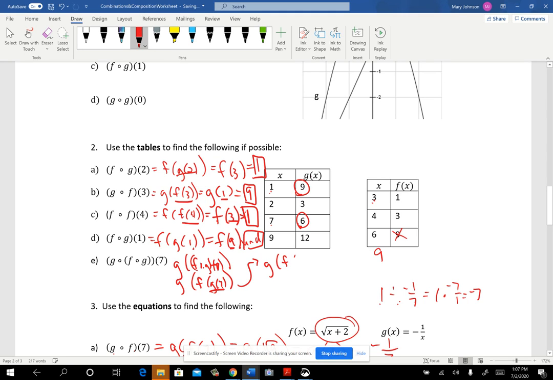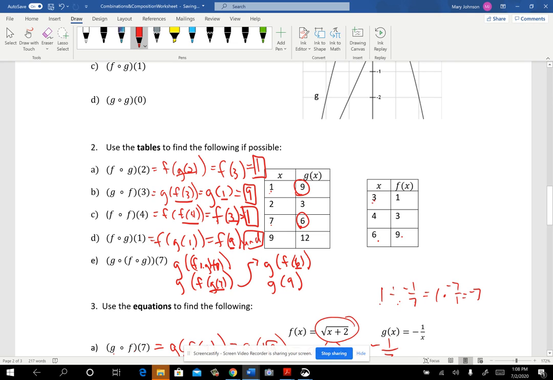So in place of the g of 7, I'm putting a 6. Now I'm going to take the 6 and go over here and look at the f function. And the f function says that f of 6 would be 9. Okay, so I'm going to replace f of 6 with 9.